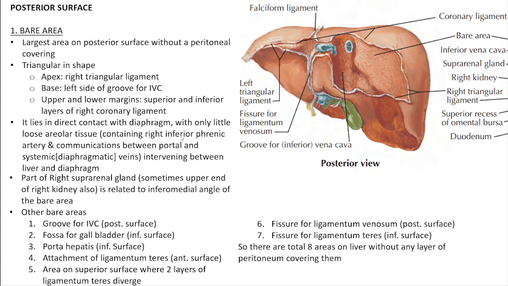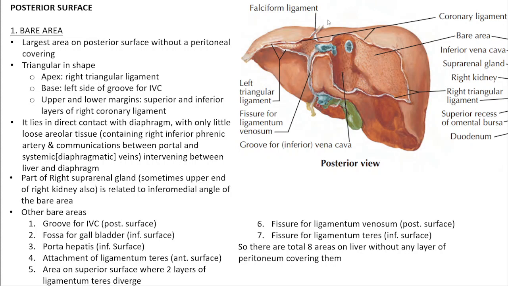Right. Now, since we have already talked about three bare areas, one was on the anterior surface between the two layers of falciform ligament, one was on the superior surface where the falciform ligament's two layers are diverging, and one we have talked about is this bare area. There are 5 more bare areas. I will just enlist them one by one. This is a commonly asked question in practical viva, right? So you should know all the bare areas of the liver.